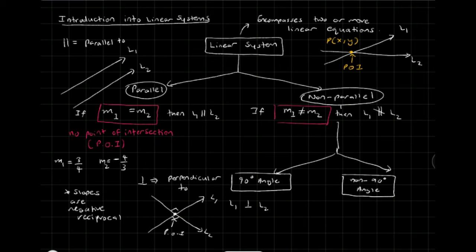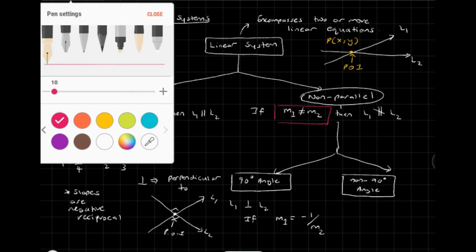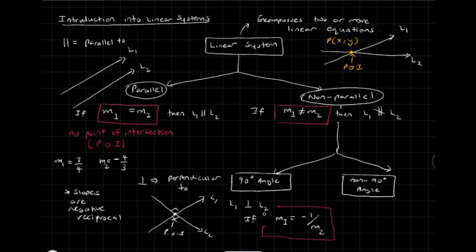So in this case, line 1 would be perpendicular to line 2. If line 1 is perpendicular to line 2, this will only occur if slope 1 is equal to negative 1 over slope 2. This is basically the algebraic way of writing negative reciprocal. So you can think about it this way if you want to look at it algebraically, or you can just remember that the two slopes have to be negative reciprocals to intersect at a 90-degree angle.